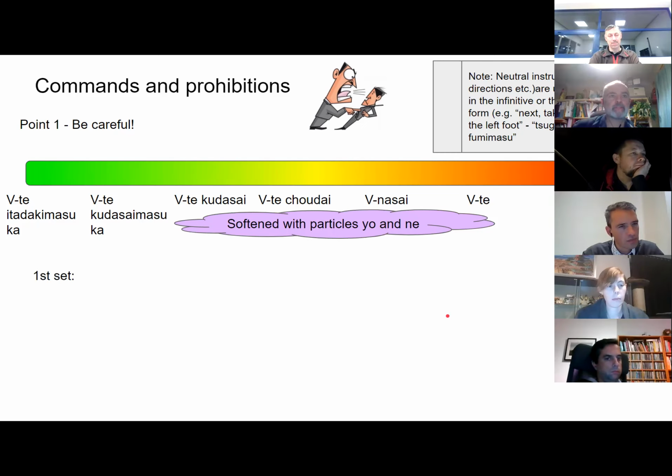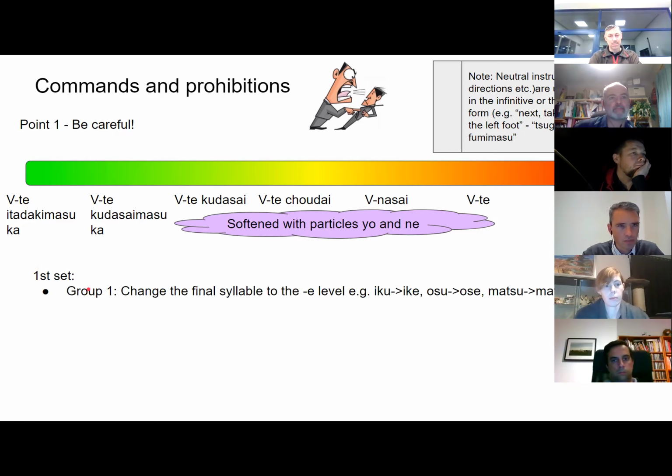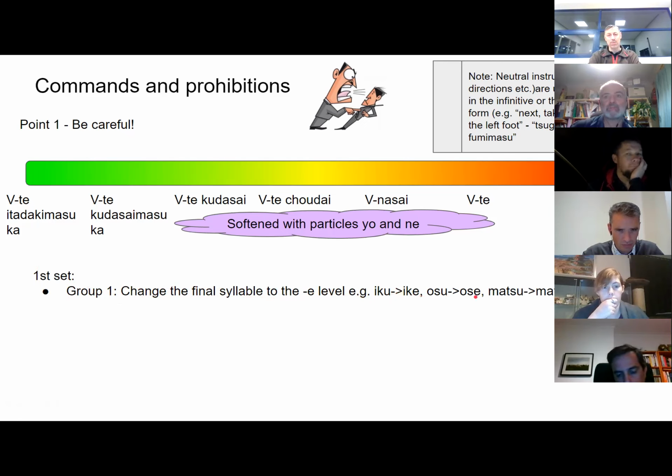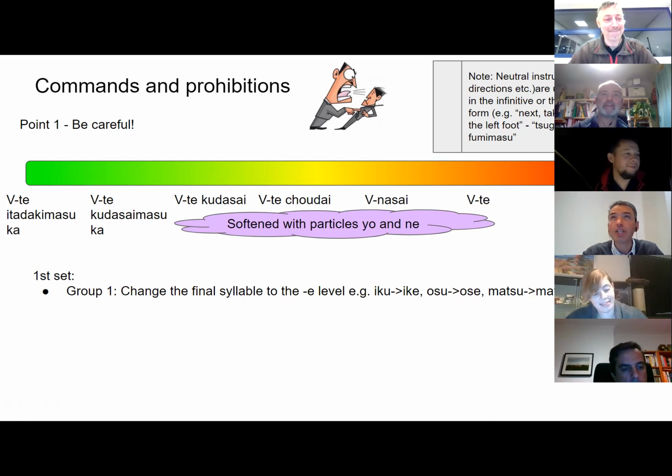Okay, let's look at some of these danger zone commands. The first set is to change the final syllable for group 1 verbs only at the moment. Change the final syllable to the e level. So iku becomes ike, osu, ose, matsu, mate. Tom, what would be die? Shine. Shine, good.